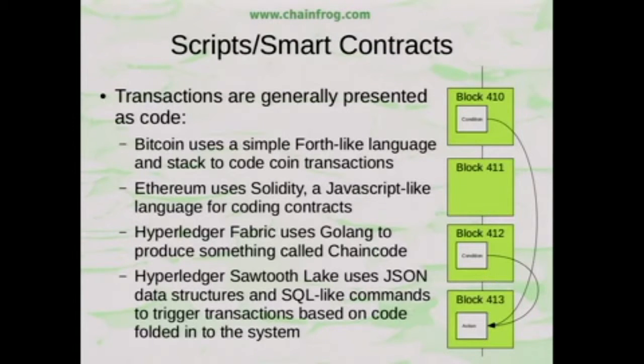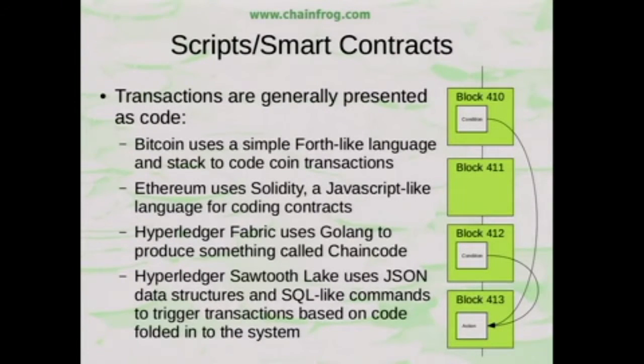Another blockchain I talked about, Ethereum, uses this JavaScript-like language for coding contracts. The language is called Solidity. And it has these objects called contracts, but they're actually very much like classes. Fabric, which is IBM's contribution to the Hyperledger project, uses Golang. Go is a C-like language, and it's compiled into something called chain code that allows you to write little programs to run on a blockchain.